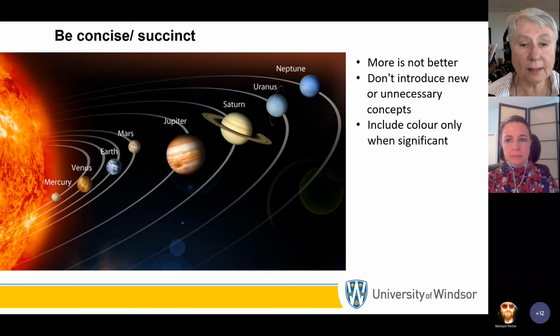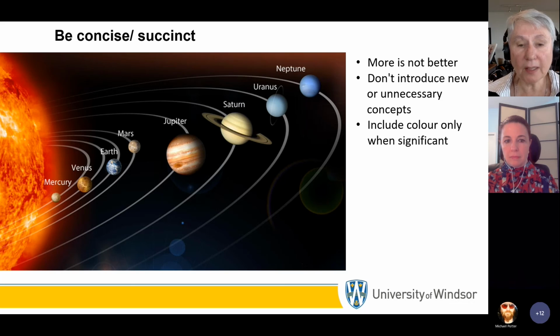Now, more is not necessarily better. We have a tendency to put more stuff in there. It's not necessary to do this. This is basically about the planets. We don't need to know that NASA just had its new rover, the Perseverance, land in February of this year. Okay, that's not necessary. Too much information, not needed.